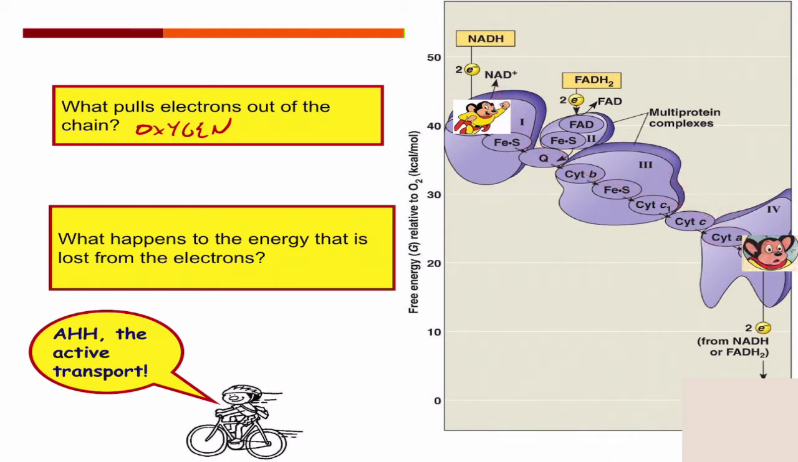What happens to the energy that is lost from the electrons? Well, as that electron starts out big and powerful and works its way down until it's little and has lost all that energy, that energy is used for moving hydrogens against the concentration gradient. Hence, it's active transport. So it's trying to build a gradient, and you'll see why in just a second, but that gradient is ultra important.